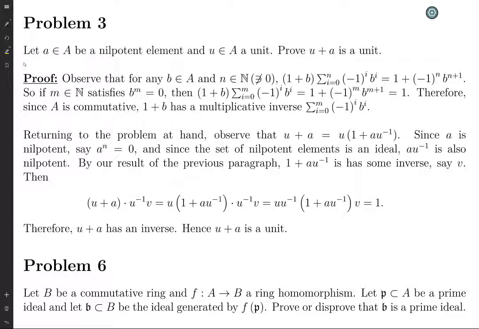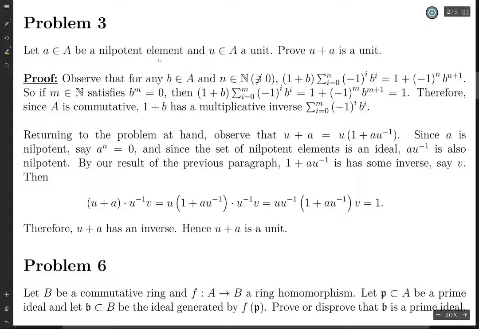Alright, here's a problem that's fairly short. So basically we have a nilpotent element A in a ring.